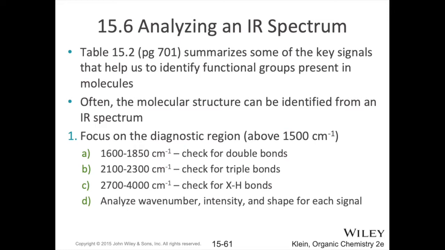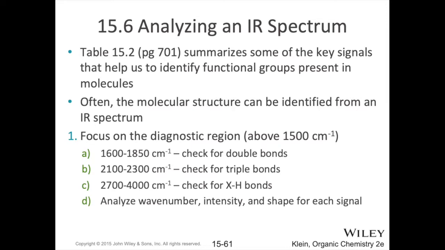Okay, so let's summarize everything we've learned. When you're looking at an IR spectrum, as I pointed out earlier, you want to focus on the diagnostic region. The fingerprint region is usually just a huge mess of peaks. You're not going to get a lot of good, meaningful information there. So focus more on the diagnostic region above 1500 wave numbers. Remember, break it down into sections. You have a section for double bonds, a section for triple bonds, and a section for bonds of things to hydrogen. Of course, other single bonds will be down in the fingerprint region, where we can't really get a lot of good information.